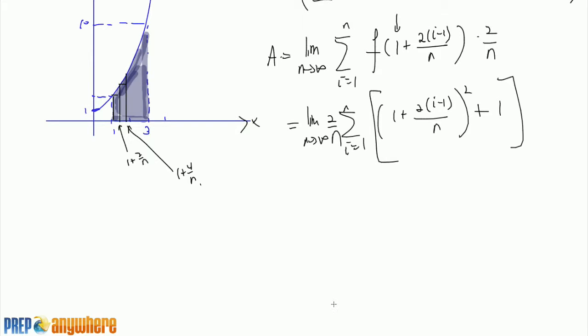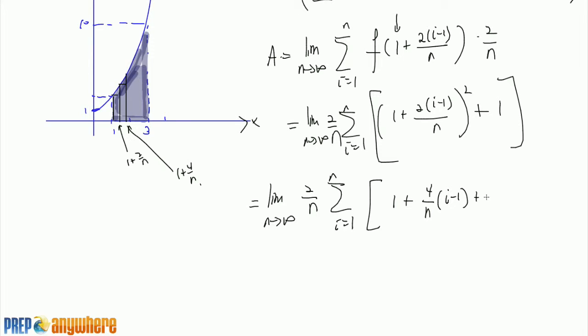Okay, now we need to evaluate this. So we have 2 over n at the front. We need to expand that. Right? So we're going to get 1 plus this times 2, so 4 over n (i minus 1), plus 4 over n squared (i minus 1) squared, right? Plus another 1. And we add the 2 over n at the front.